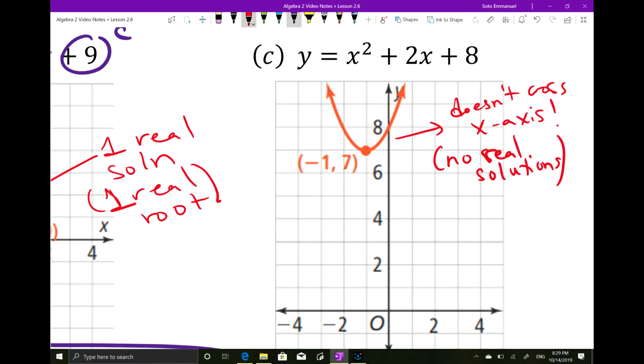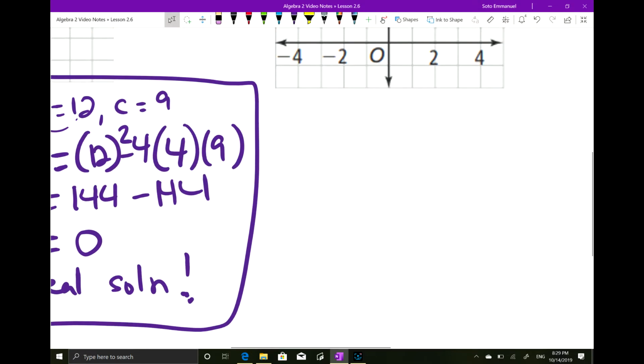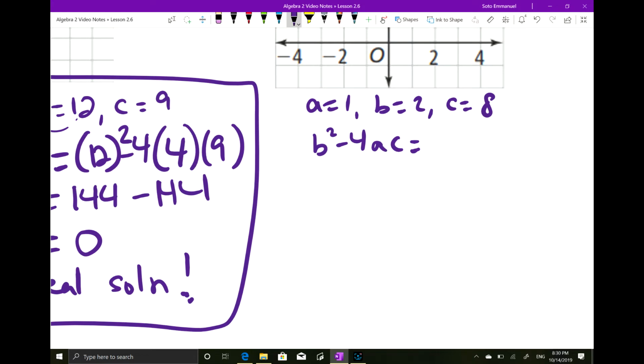So in this case, if you look at A, that's A, B, C. So A is 1, B is 2, and C is 8. Let's plug it in. So we get B squared minus 4AC equals 2 squared minus 4 times A, which is 1, times C, which is 8. So 2 squared is 2 times 2, which is 4. 4 times 1 is 4. 4 times 8 is 32.